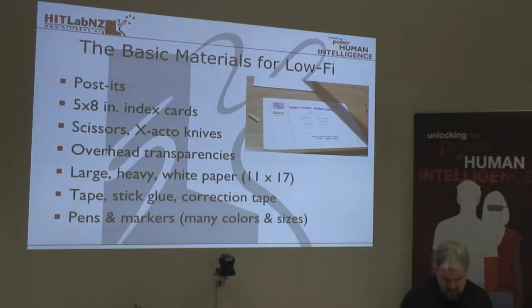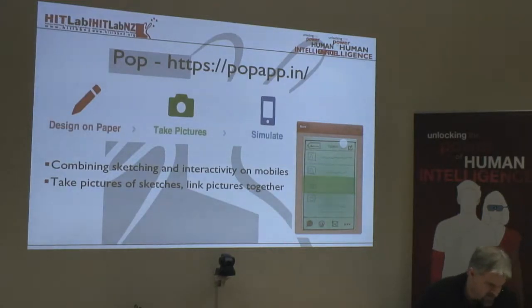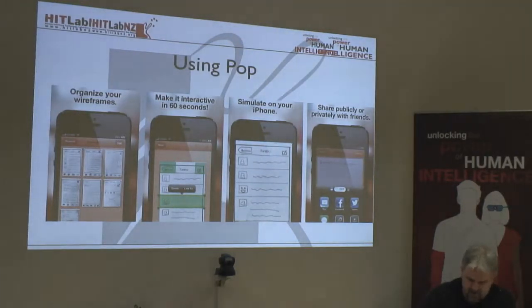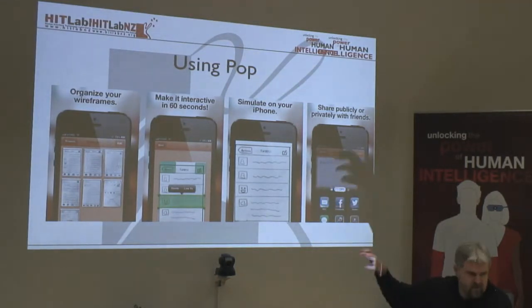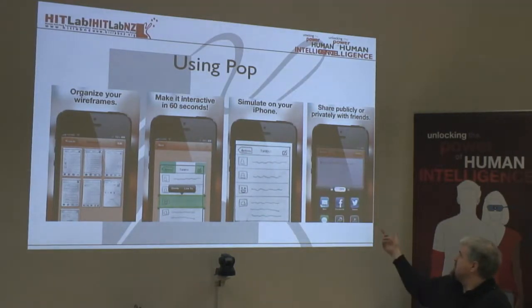So let me show you another piece of software that you can use that will make this a bit more interactive. There's a tool that we've been using at the HIT Lab called Pop. And Pop is a tool that allows you to take sketches like this and make them more interactive, especially for mobile applications. The idea with Pop is that you sketch on paper, creating basically these kind of wireframes. Then you can take photographs of them with your mobile device. You can add hotspots on the photographs, and you can link the pages together. And then you can view them again on your mobile or share them with people as well.